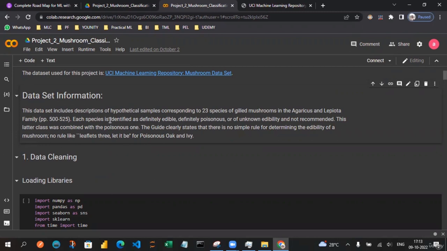So this kind of class we can combine with the poisonous one, and the guide clearly states that there is no simple rule for determining the edibility of a mushroom. So there is no simple rule to determine edible, but we can have the rule for poisonous. We can combine it with the latter class so that we can use that poisonous class. So that is the problem statement which we are going to work with using this data set. So poisonous will be classified against edible.